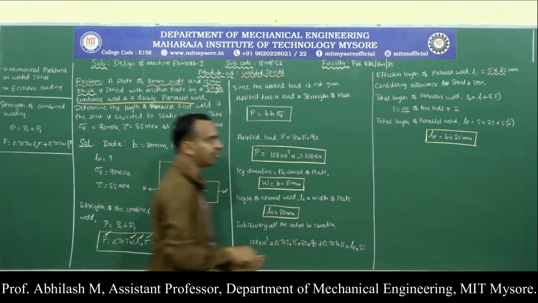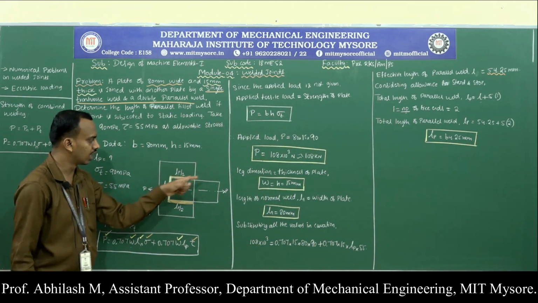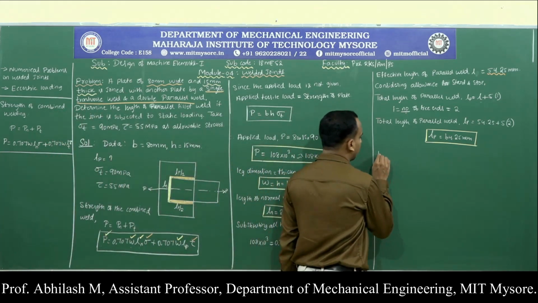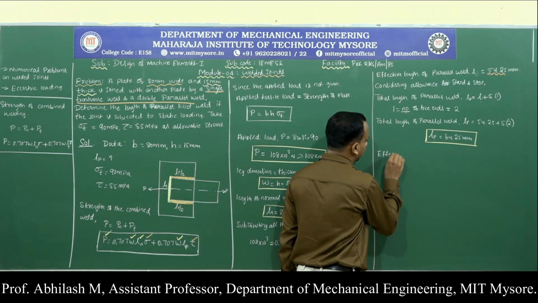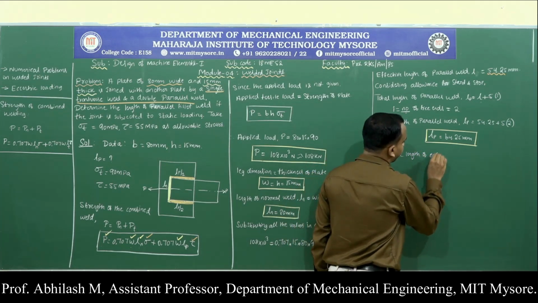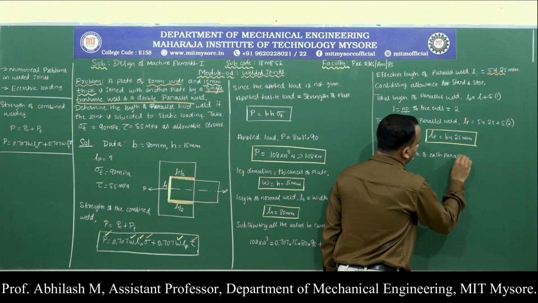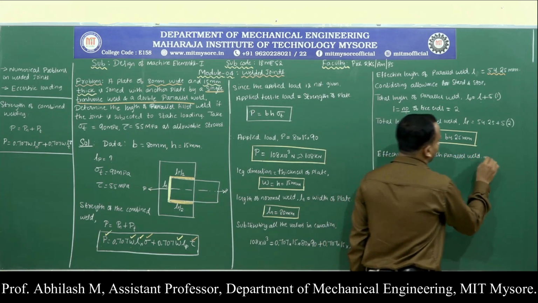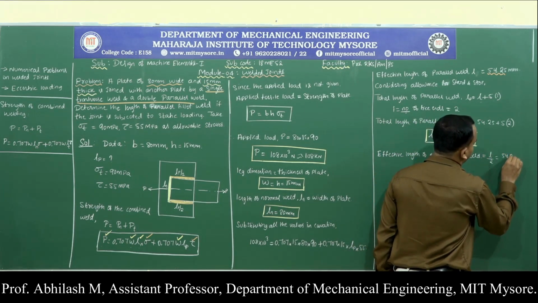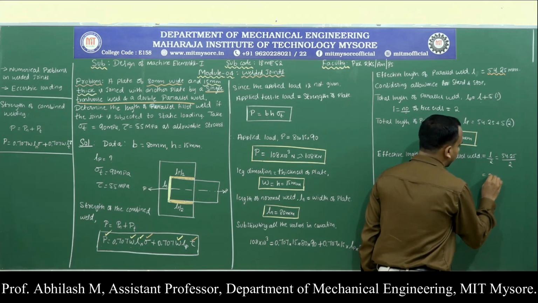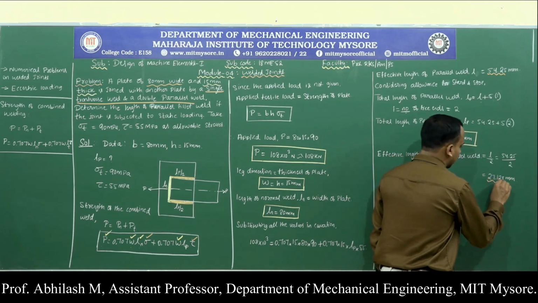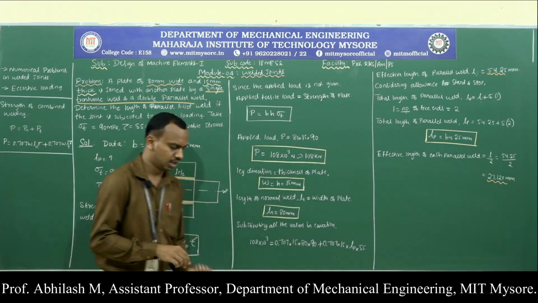If I want to calculate for per weld, this LP is for the total. For each of the welds, how much will it be? Therefore, the effective length of each parallel weld is equal to L divided by 2, that is 54.25 divided by 2, and it is 27.125 millimeter. So this is the effective length of each weld.